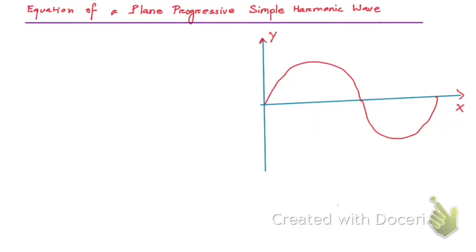Hello friends, in this video we're going to discuss the plane progressive simple harmonic wave that is traveling along the x-axis. Suppose we have considered a wave traveling along the x-axis with velocity v, and it is starting from origin O. Let me consider that wave, and we're going to obtain the equation for this wave.